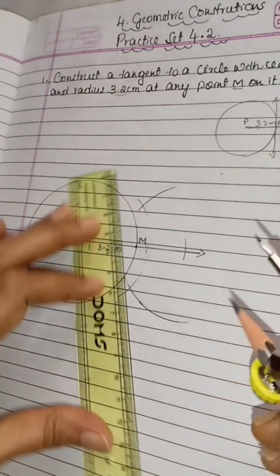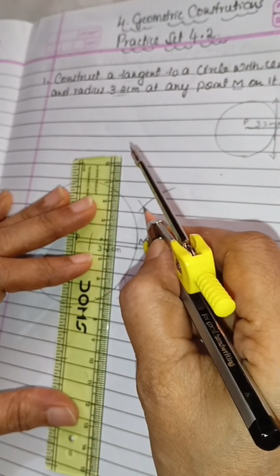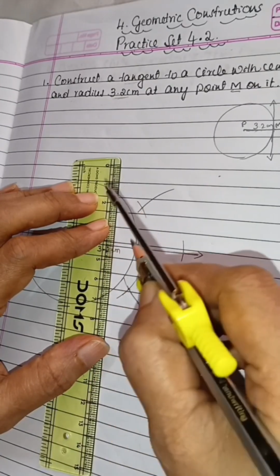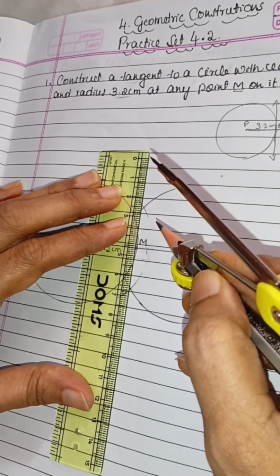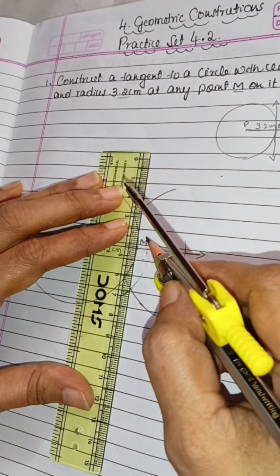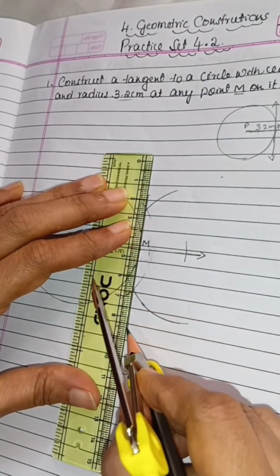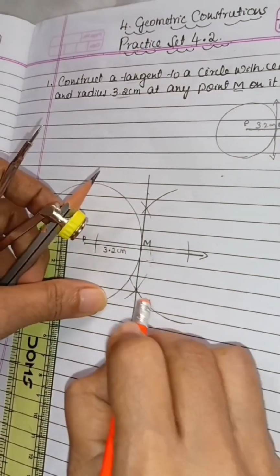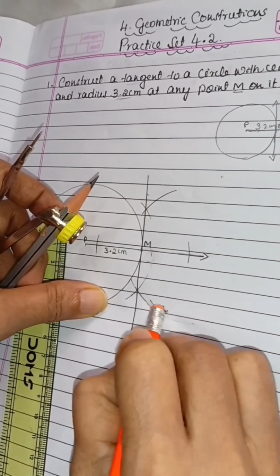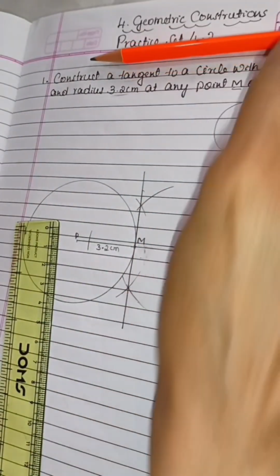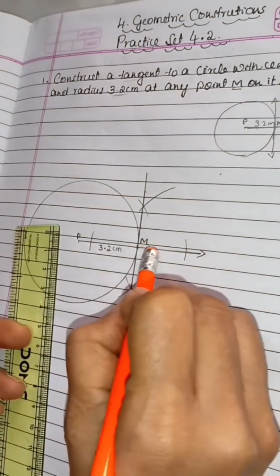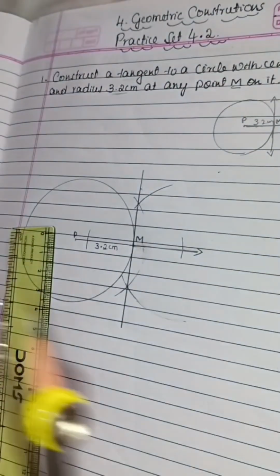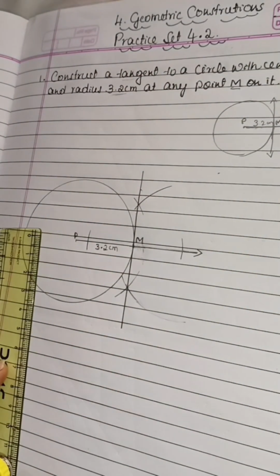Now this is your tangent. Join point M and these intersected arcs: this point, this point and this point. You have to join them now. See, this is your tangent. This is a little untidy, but it's okay. This is your tangent now.